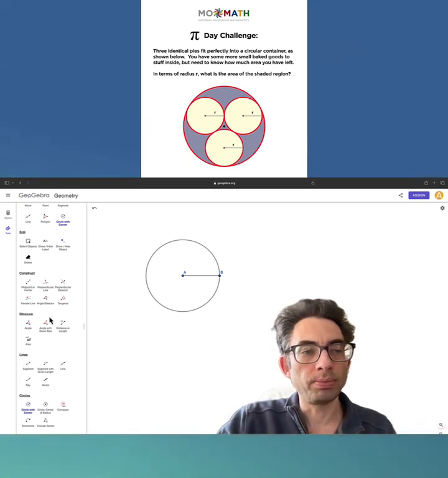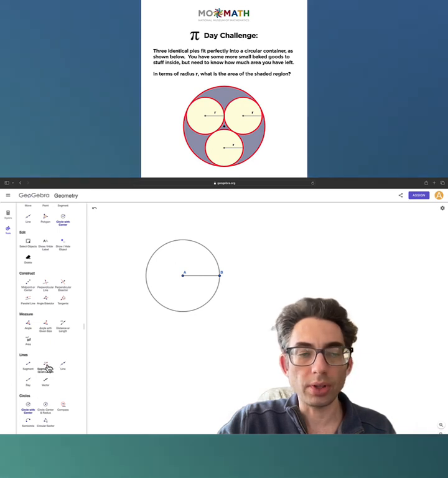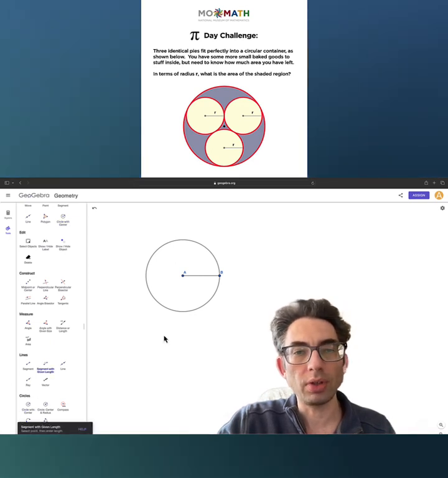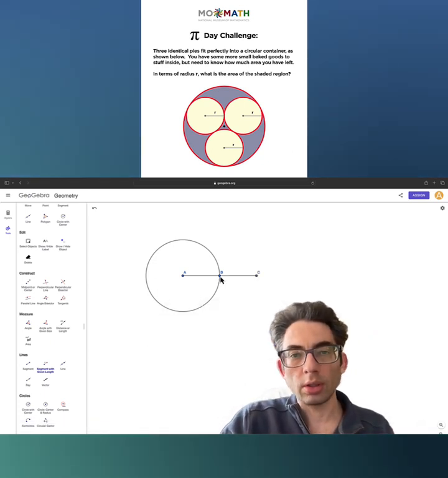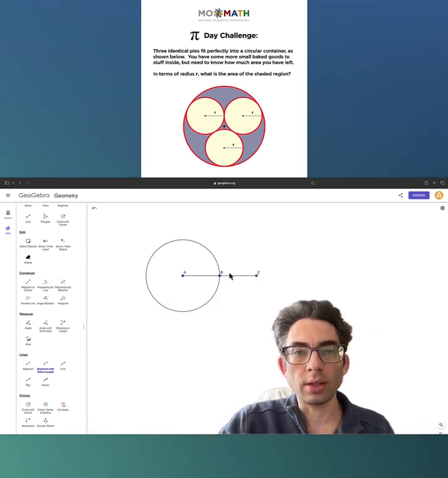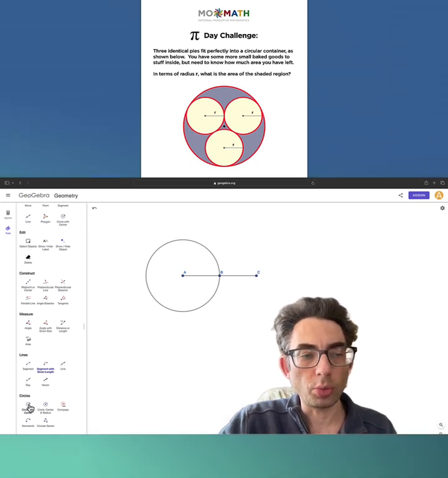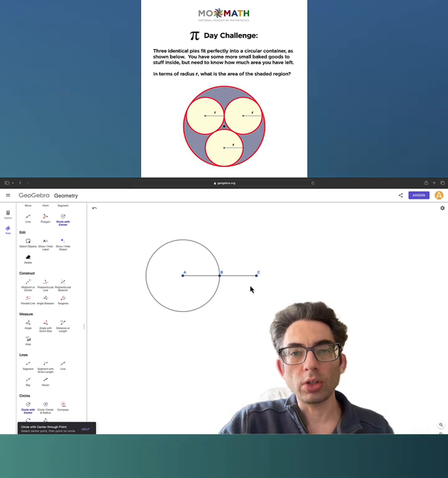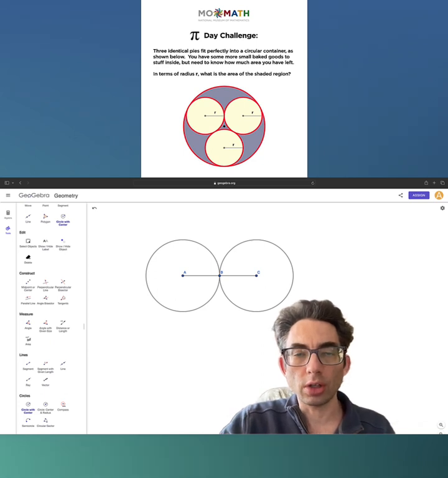So now let's do the same thing for the second circle. So we're going to go segment with given length, press B, another unit circle, and there's our line segment that will form the radii of the second circle. We'll go to circle with center, and this time click C and drag to the left. And boom, we now have 2 unit circles.